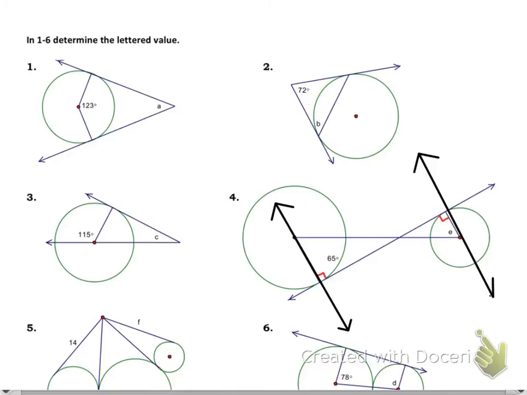So this line is going to be parallel to that line. That's an important key to that one because we have to think about alternate interior angles, same side interior, alternate exterior, whatever is needed. You need to know they're parallel to solve that one.